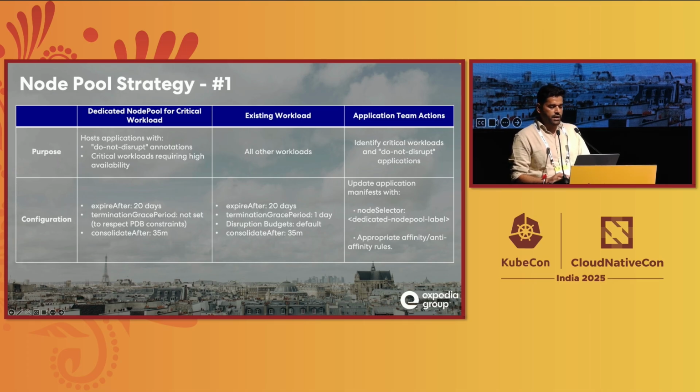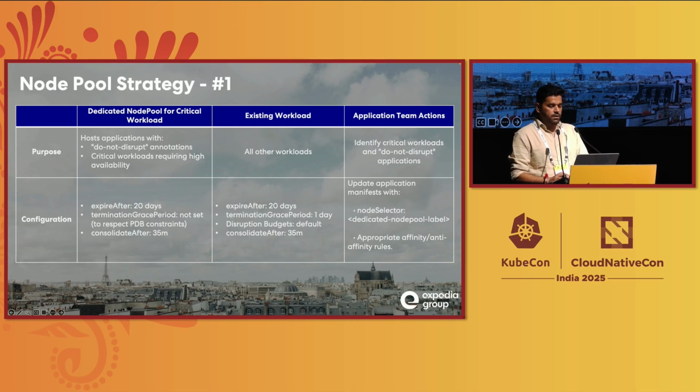We also defined a termination grace period, allowing pods to respect PDBs, and delayed consolidation using consolidate after 35 minutes to reduce frequent rescheduling. And then we have the other node pool, which is the existing workload node pool. This pool handles everything else, all other non-critical applications. It also uses expire after 20 days, but has a defined termination grace period of 1 day. Default disruption budgets are applied here, and the same 35-minute consolidation window applies. This helps us strike a balance between stability and cost efficiency for less sensitive workloads.